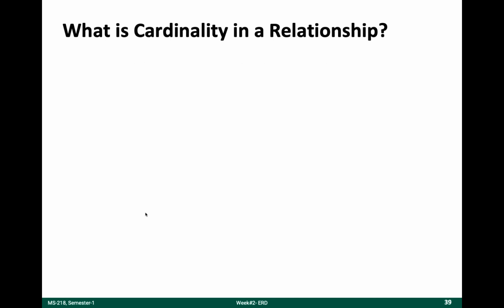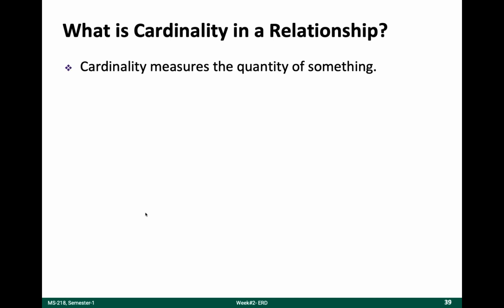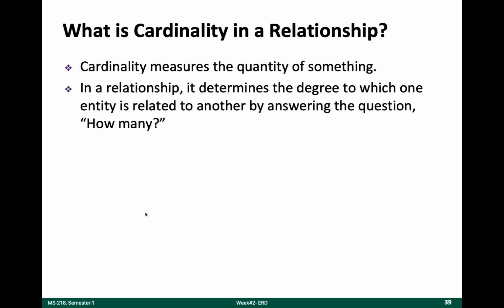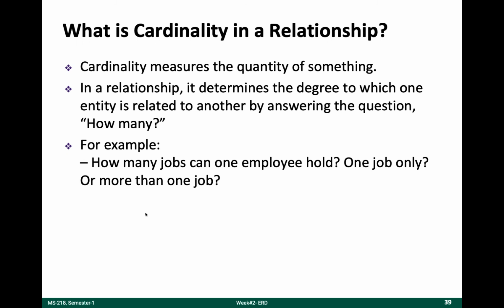What is cardinality in a relationship? Cardinality measures the quantity of something. In a relationship, it determines the degree to which one entity is related to another by answering the question how many. Okay. For example, how many jobs can one employee hold? Usually in one company, if I am running one company, obviously I would assign one job to one employee, right? Yeah, or one employee could be holding only one designation.